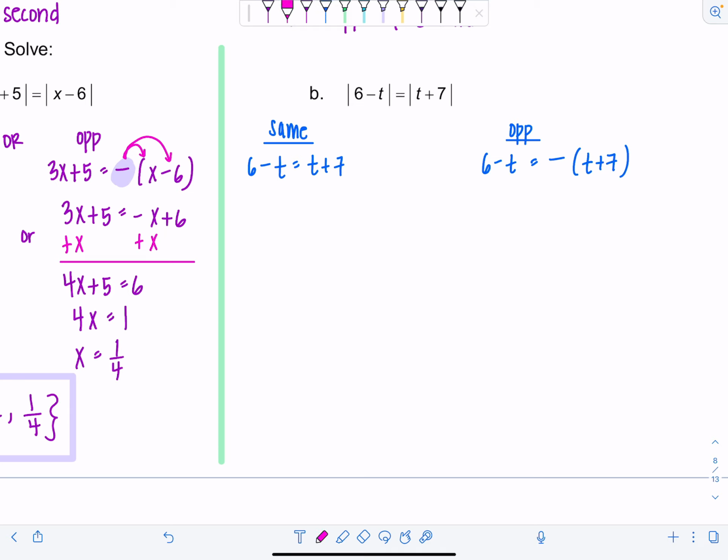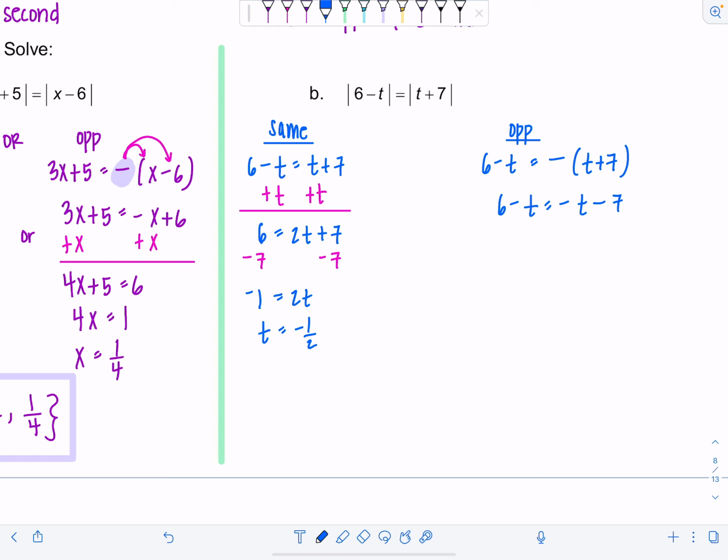Okay, now let's solve. So in the first one here, I'm going to add t. So we've got 6 is equal to 2t plus 7. And then let's subtract 7. So then negative 1 is equal to 2t. That means t equals -1/2. All right, now what if they are opposites? So then that means 6 minus t equals -t minus 7.